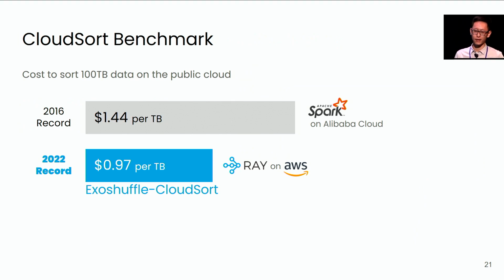We also run the CloudSort benchmark. This is a benchmark about what is the cheapest way to sort 100 terabytes of data on public cloud. We're able to beat the previous state-of-the-art by 37% by being able to sort 100 terabytes of data with less than $1 per terabyte.